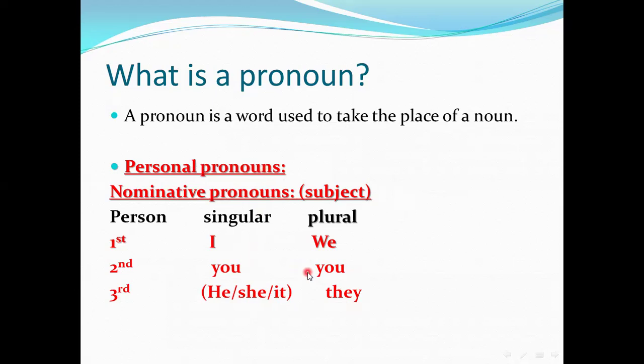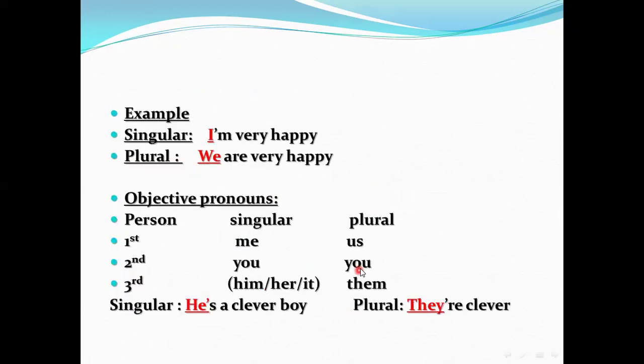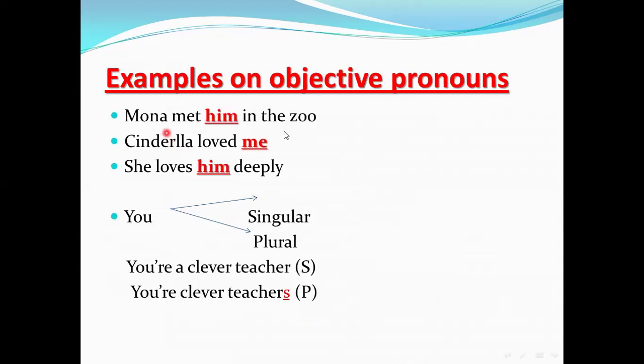Okay, let's go to another one. Here we write the example. We study this example with us. We have I am happy. We can say we are happy. We have also objective pronouns. Yes, we have subject pronouns and we have objective pronouns. When we use objective pronouns, we say me, us, you, him, her, it, them. When we say he is a clever boy, the plural will be they are clever. When we say Mona met him in the zoo, Cinderella loved me, she loves him deeply.